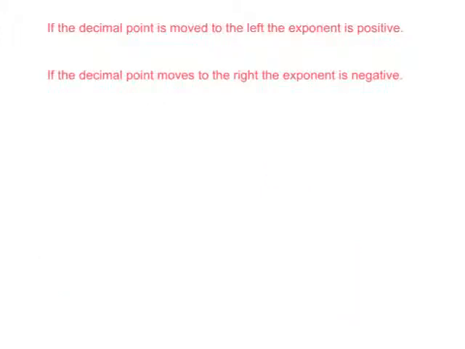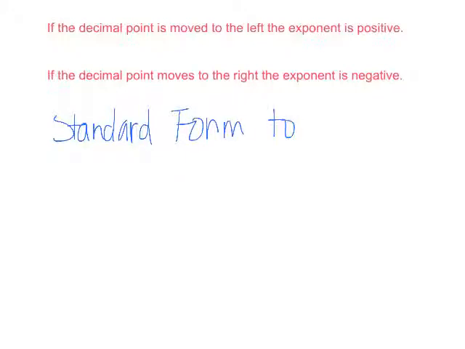So let's make ourselves a note of when the exponent is a positive number versus a negative number. If the decimal point is moved to the left, the exponent is always going to be positive. And if we move our decimal point to the right, our exponent will always be negative. And it's important to note that these rules are for when we are moving from standard form to scientific notation.